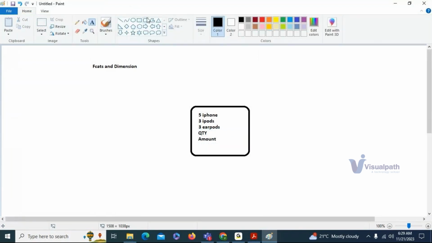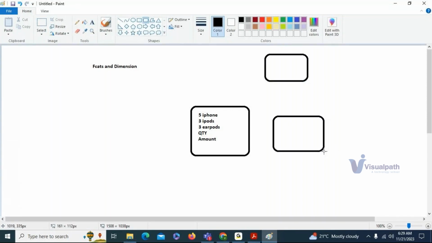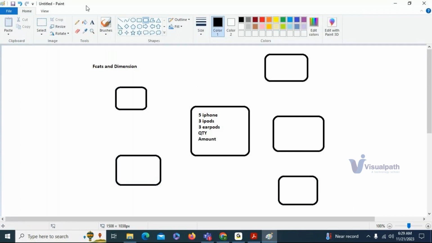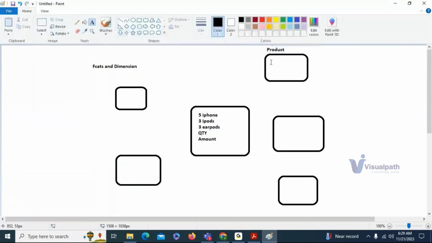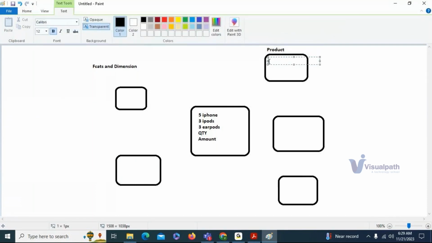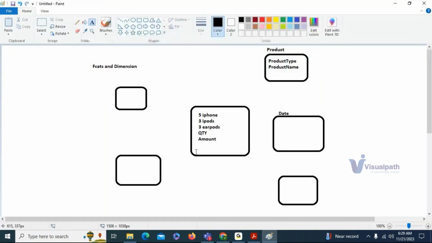Now, here if you could see, there are a lot of ways that we can analyze this information based on a few things. What are those few things? Let's say I am trying to buy some product. The product can be iPhone, iPad, or earpods, that is the product type, product name. Now I'm trying to buy an iPhone on a particular date, the date of purchase.